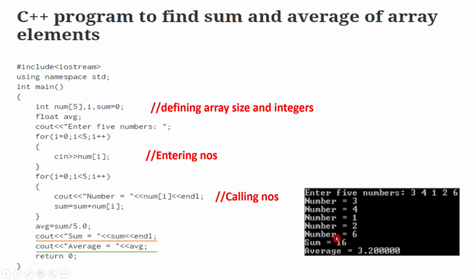This is similar to the previous one. Sum is equal to 16. So this orange underlined command will give you the sum of all these values, and average is equal to all divided by 5. So please see that the average is equal to 3.200. This is only possible because we defined the average as a float. If it was an integer, only 3 would be displayed. The decimals won't be displayed in the output dialog box. Hope this is clear for you. It's just a modification of the previous problem.